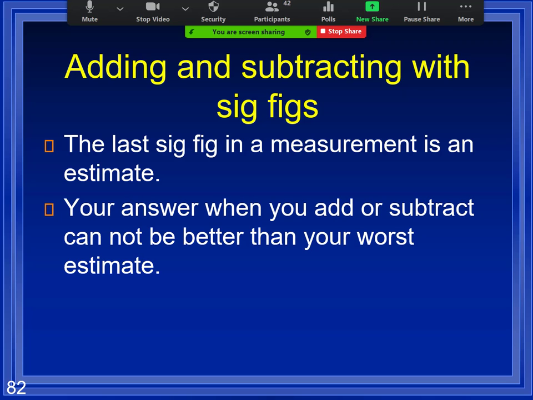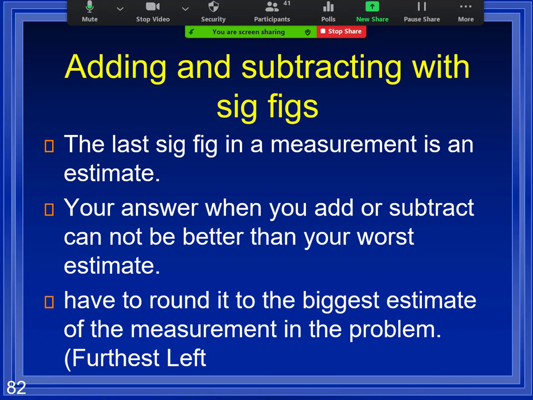Okay? So the rule for adding and subtracting is that when you add or subtract, your answer can't be better than your worst estimate. So if I estimated 1 in the tens place and 1 in the thousands place, my worst estimate is I'm not sure if that's 2,000 or 3,000. I'm not sure if this is 10 or 20. So I have to go with the worst estimate. And the way you do that is you round it to the one that is furthest to the left. So you find the last sig fig and do the one furthest to the left.